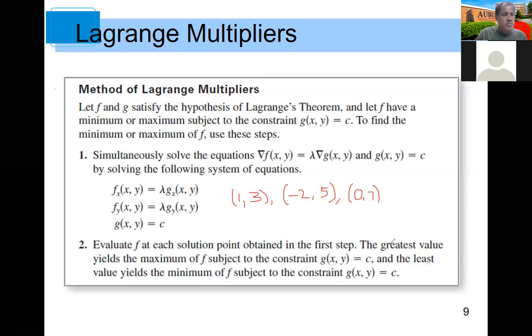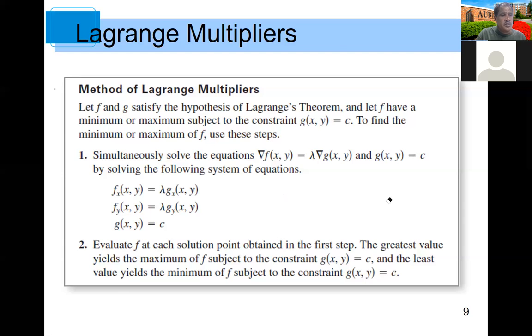So now, what do you do? Evaluate f at each of these points. Put x is 1, y is 3 in f and calculate, put x is negative 2 and y is 5 and calculate, put x is 0 and y is 7 and calculate. The maximum of the values of f obtained from here will be the maximum value of f. You don't use lambda. You use just the points, okay? The minimum value of these is the minimum value of f. That's how you do it, okay?